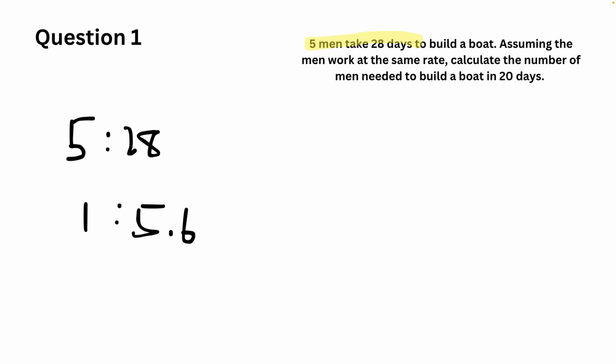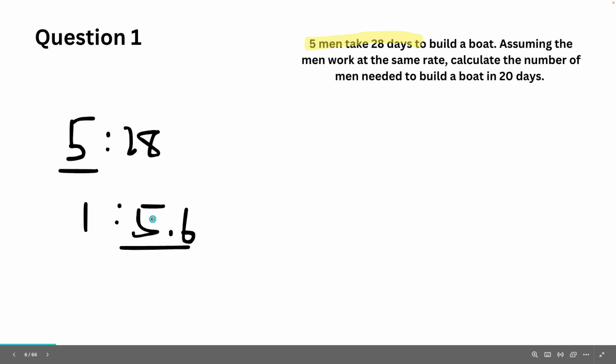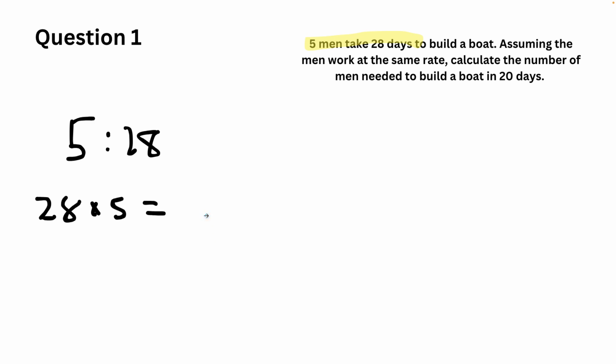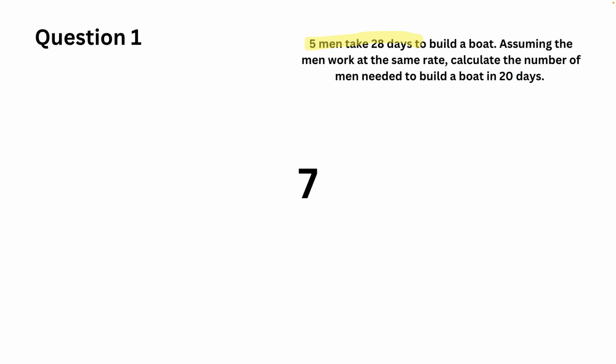So we know that the ratio is 5 to 28, and most people, I feel, will simplify the ratio, but this is wrong. Obviously this doesn't make sense, or else one person can build a boat in 5.6 days. So we take 28 times 5, and we get how long it would take one man to build a boat. And we take 140 divided by 20, because 20 days, and we will get 7. So the answer to question 1 is 7.